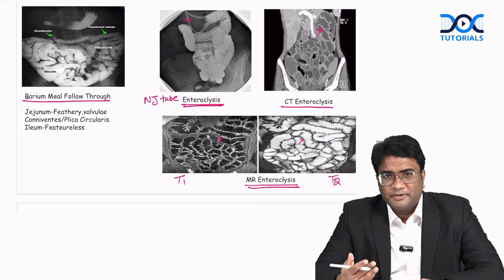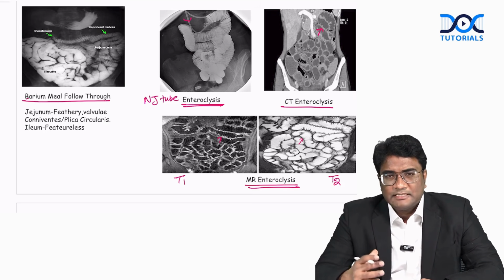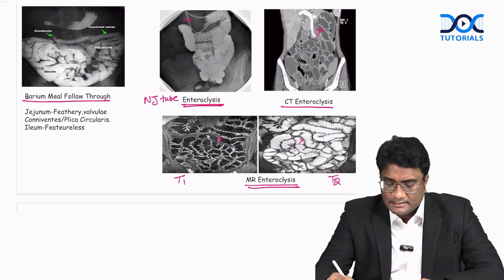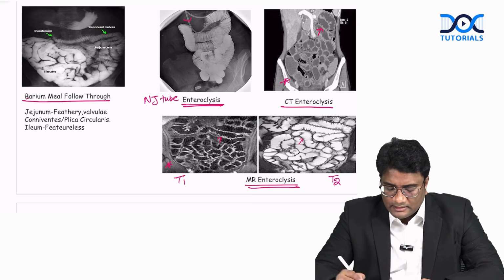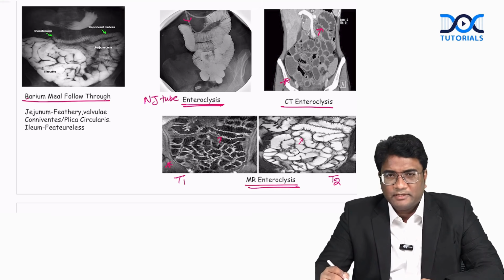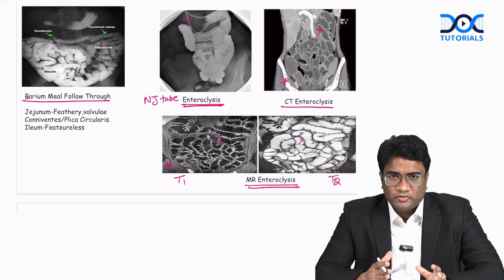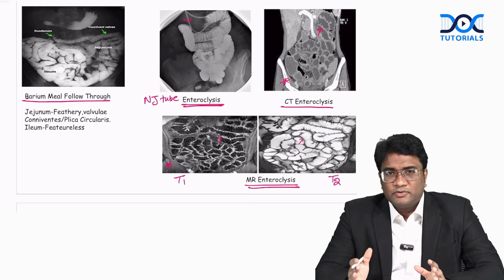Remember, the fluid appears white on T2 and the fluid appears dark on T1, and the bones are black on MRI. The bones are white on CT. So you can see the pelvic bones appearing white on CT, and the pelvic bones are dark on MRI. So you should know whether it is a CT enteroclysis or an MR enteroclysis, and differentiate enteroclysis from the barium meal follow through study. In enteroclysis, we use an NJ tube, nasojejunal tube.